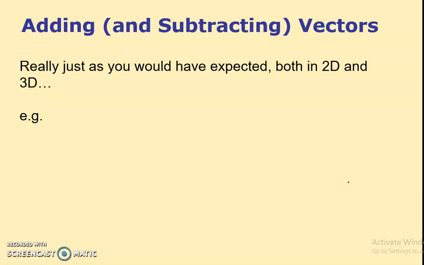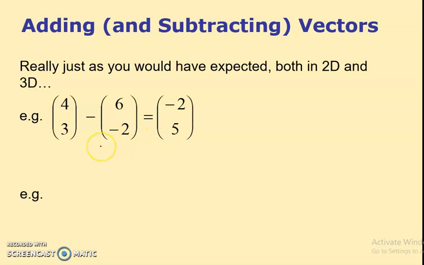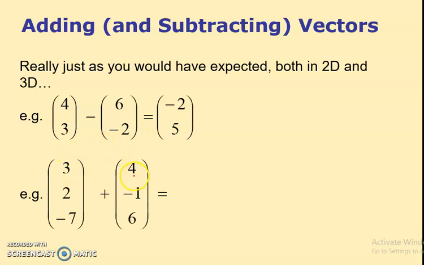What happens if we add a couple of vectors? Well, it's no real surprise. In 2 dimensions, if you add or take them away, well, this is obviously minus 2 and 5. If you do it in 3 dimensions, it's exactly the same. You just go 7. Adding this, so this is really 2 take away 1, which is 1, and that gives me minus 1. So no real surprises if you add and subtract vectors.